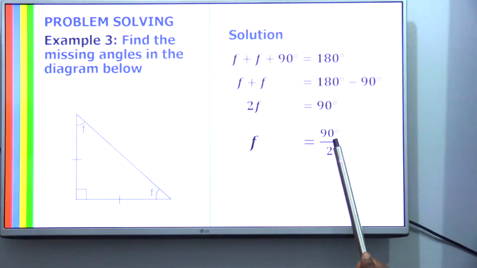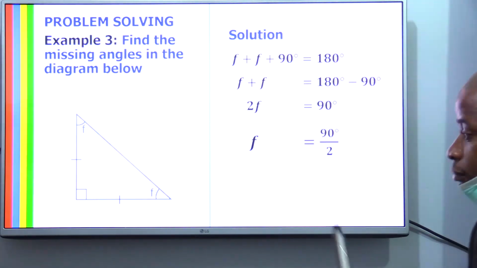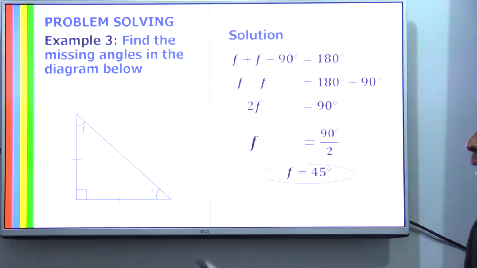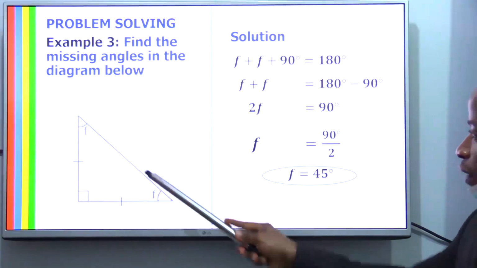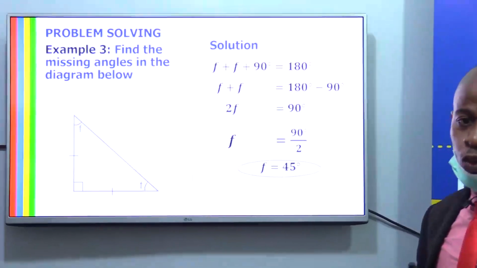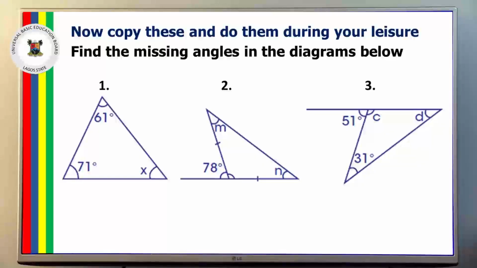Now divide by 2. If you divide by 2, you have 10 seconds. What do you get? I'm sure you're going to get F to be 45 degrees. This is our final answer. You can check it out by taking 45, F is 45, F is 45, and then adding it to 90. You will get 180 degrees. Now copy these questions and do them during your leisure.